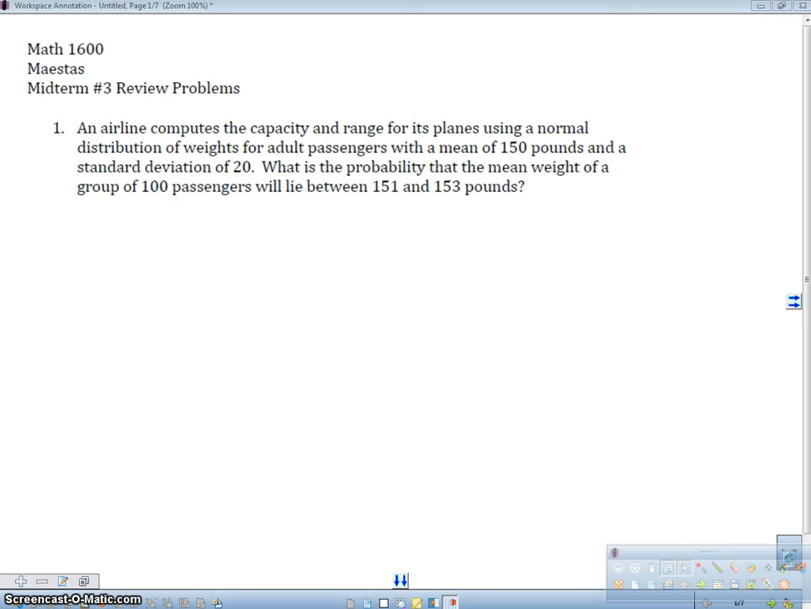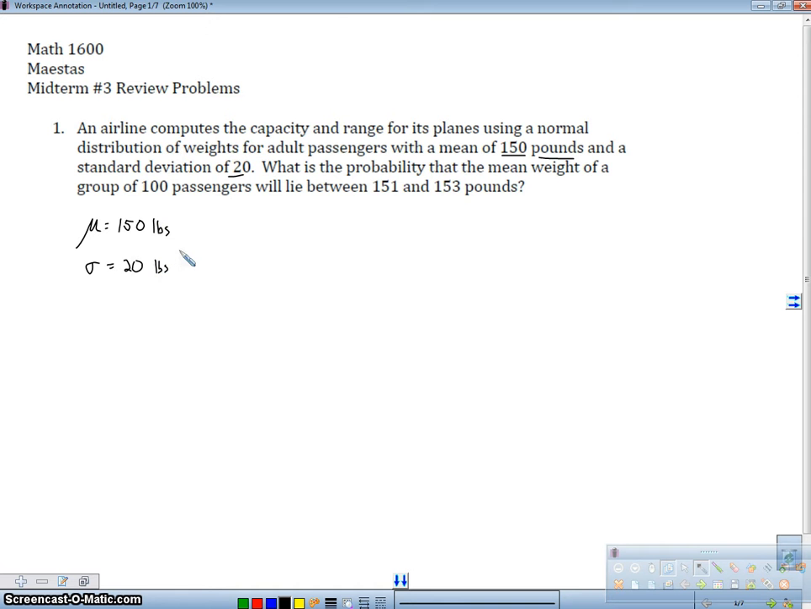So let's look at problem number 1. An airline computes the capacity and range for its planes using a normal distribution of weights for adult passengers with mean of 150 pounds and a standard deviation of 20. So that we know already is our population, right? So this is our mu. So we know that mu is going to be 150 because that's our population mean. It's given right here. And our population standard deviation, sigma, is going to be 20. I'll just label these with units.